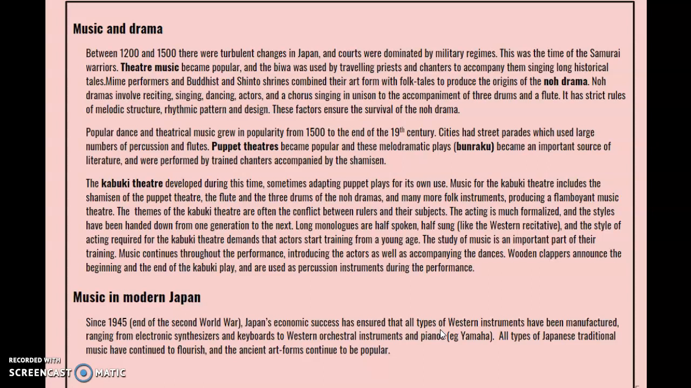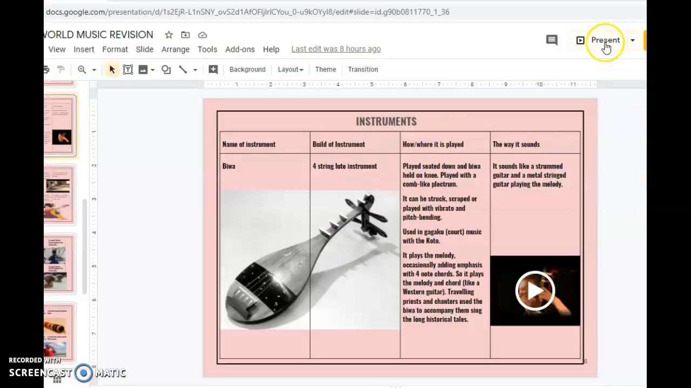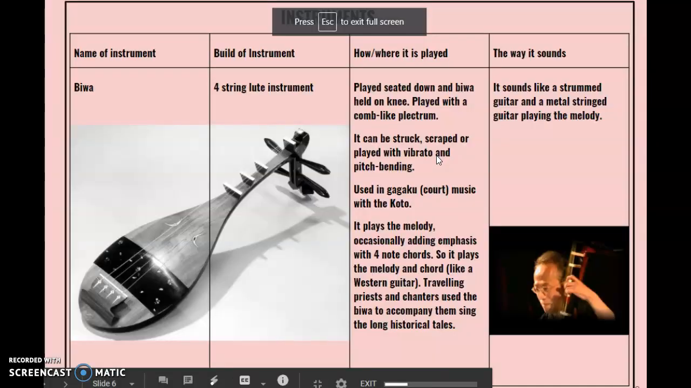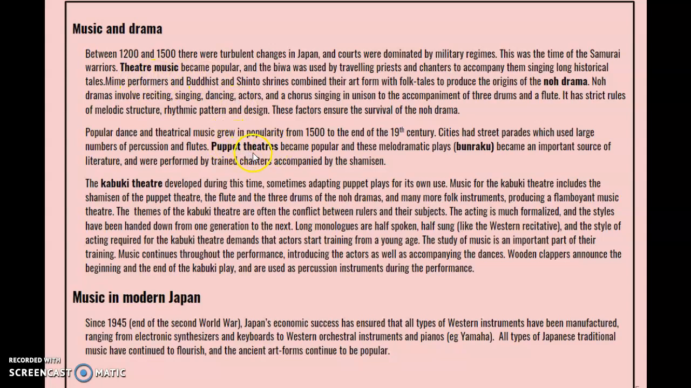And then we know that a lot of our instruments are made in modern Japan. Here in Namibia, we're quite used to seeing Yamaha instruments. So it's very important that you go through this page and watch a few YouTube videos with the puppet theatre and the Kabuki theatre and the Noh dramas. I think you will like that a lot because it's really very interesting.